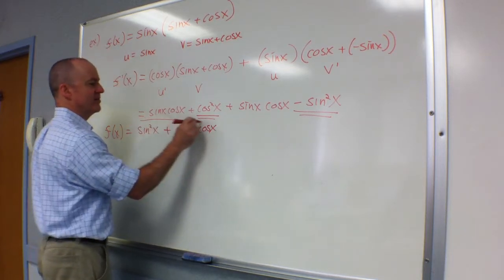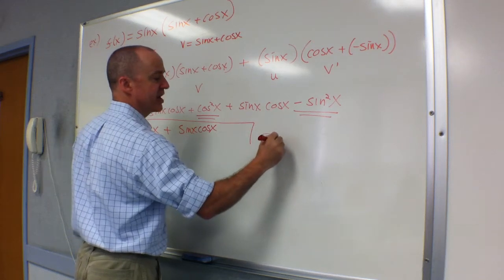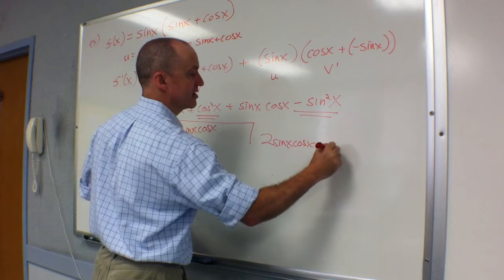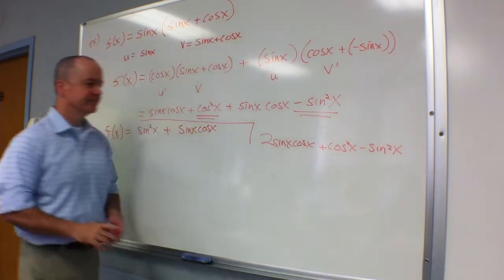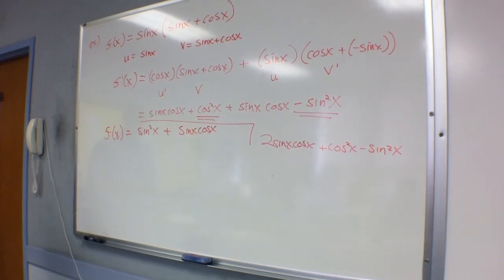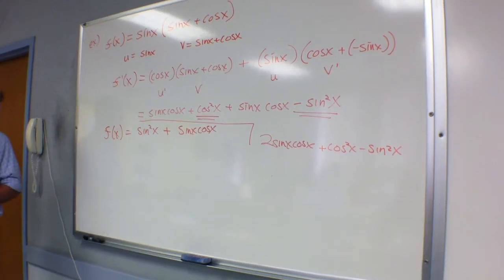So I didn't quite leave myself enough room. This does become 2 sine x cosine x plus cosine squared x minus sine squared x. Without getting really crazy with trig identities, I don't see a good way to simplify that. I don't think the answer would be any simpler.